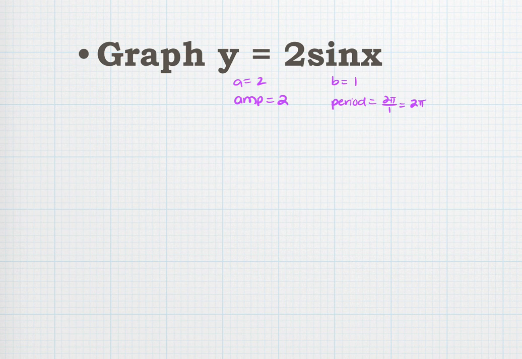There's no phase shift, so I'm going to take my key point that started at 0, and then do the next one at 2 pi times a fourth, the next one at 2 pi times a half, the next one at 2 pi times 3/4, and the last one is the period, which is 2 pi. So this simplifies to be pi over 2. This simplifies to be pi, and this simplifies to be 3 pi over 2.